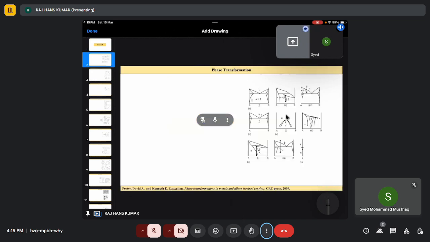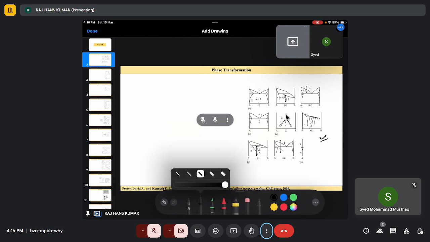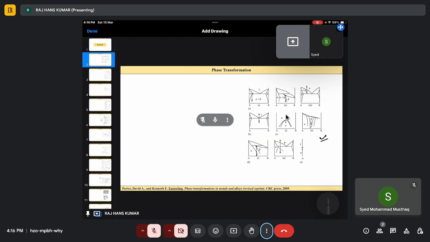So, in this one, we can see different types of transformations, right? So, what do these three represent? These three represent a type of phase transformation, called a precipitation type.